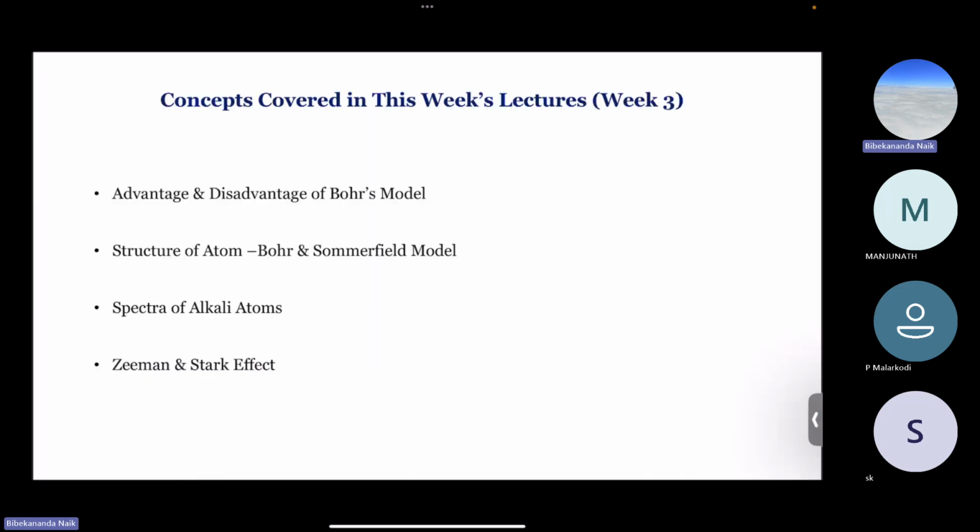So talking about the concepts covered in this week's lecture, that is week 3's lecture. The lecture was related to the advantages and disadvantages of Bohr's theory, which gave path to the theory given by Sommerfeld in accordance to the disadvantages that Bohr's theory encountered. We also discussed the spectra of alkali atoms, and the Zeeman and Stark effects were briefly discussed, which are mainly the disadvantages of Bohr's model.